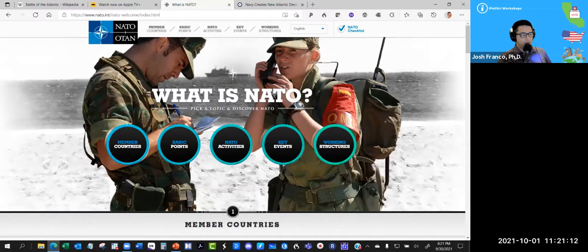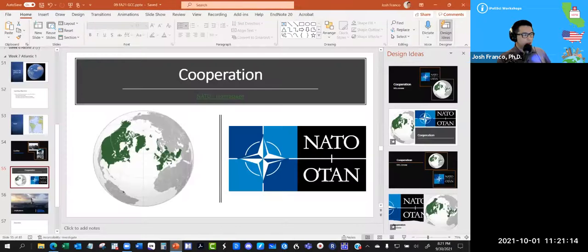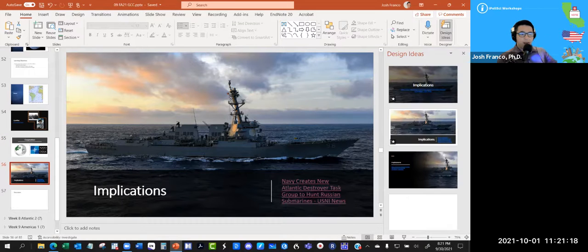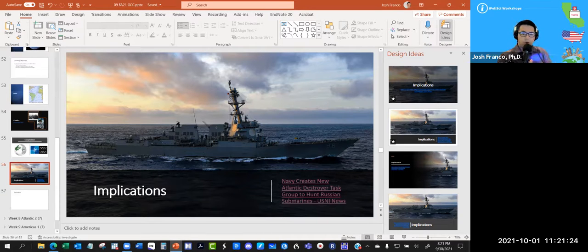So we'll see how it evolves in time going forward. Now, last thing I'd like to point out is implications of all this. So we had this historical battle during World War II of the North Atlantic. We have the emergence of NATO. And then we now fast forward to today, what's going on in the North Atlantic.